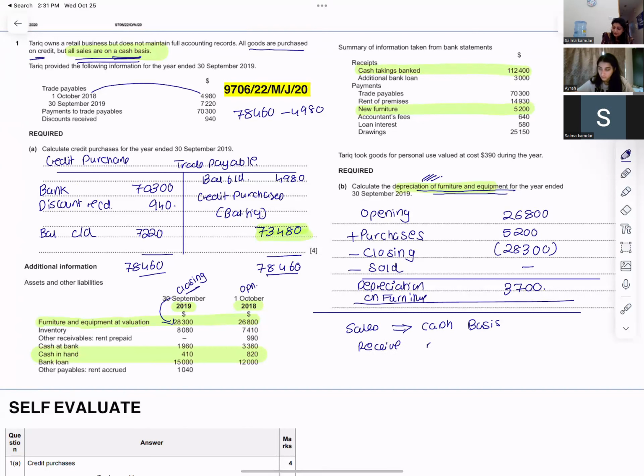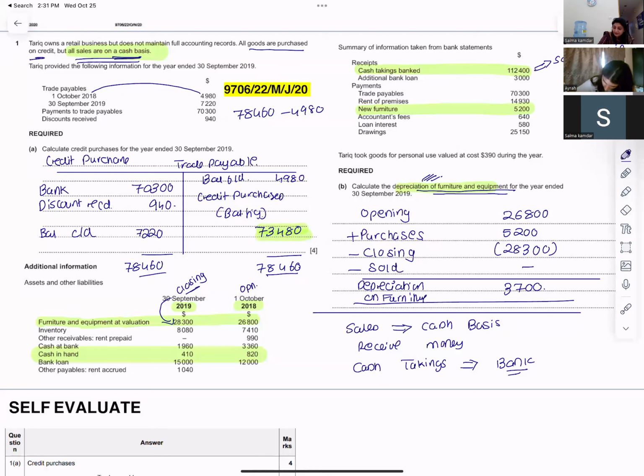So after you did the sales, you received money. What money you receive, can I say this is your cash takings? Yes. So this will be sales. And this cash takings, what did you do? You put it in the bank. So this is all the sales that you have made and that is put in the bank.